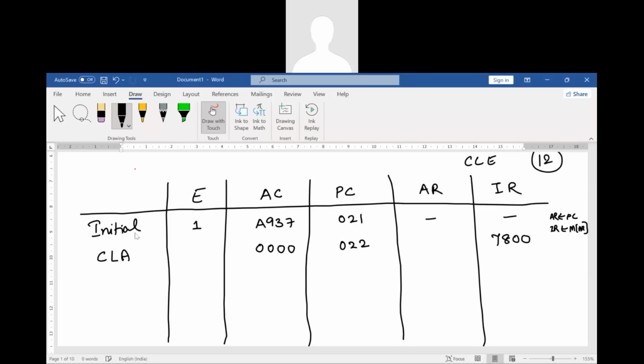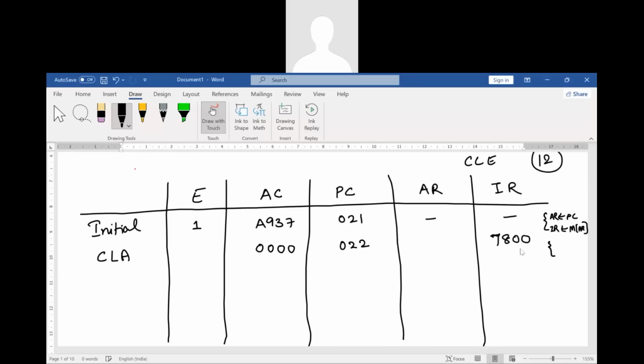So when we are executing the CLA instruction, we know that the instruction code should be 7800. That 7800 instruction code is fetched from memory and stored in IR. So here what we will be having in IR is 7800. This is during the fetch phase.